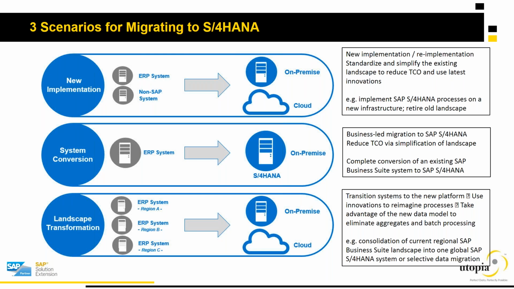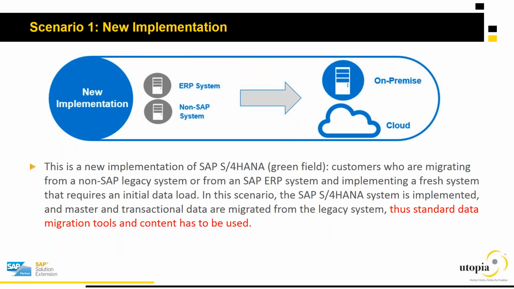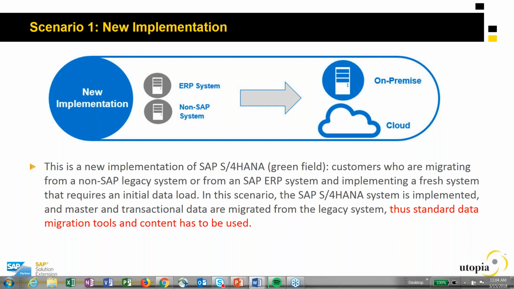Now we'll look at this first one called a new implementation. The new implementation of SAP S/4HANA is for customers who are migrating from either a non-SAP legacy system, Oracle, Maximo, PeopleSoft, any of those other ERP type systems, or from an SAP ERP system and implementing a fresh system. So from an SAP ERP system being not a HANA system. So if you're coming from SAP or anything else and you're going on to HANA, SAP tells you that the standard database migration tools and content must be used.